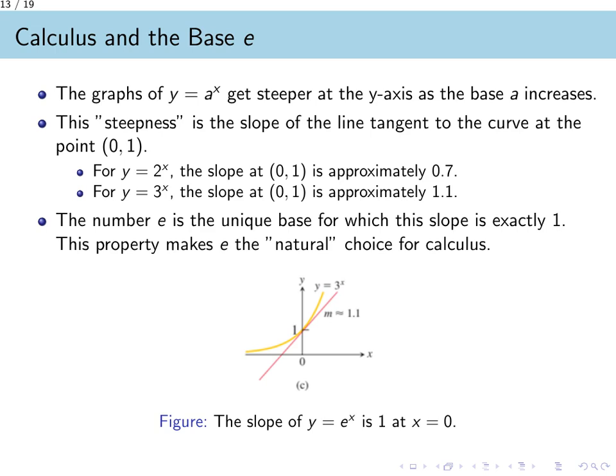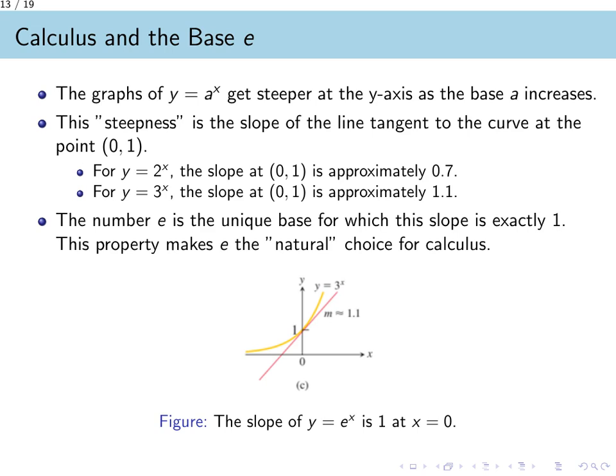finance. Let us explore what makes the number e so fundamental in calculus, which all comes down to the steepness of an exponential graph. As the base a in the function y equals a to the power of x gets larger, the graph becomes steeper where it crosses the y-axis at the point (0, 1). For example, if we look at the graph of y equals 2 to the power of x, its slope at that point is less than 1, at about 0.7. If we increase the base to 3, for the graph y equals 3 to the power of x, the slope becomes greater than 1, at about 1.1.